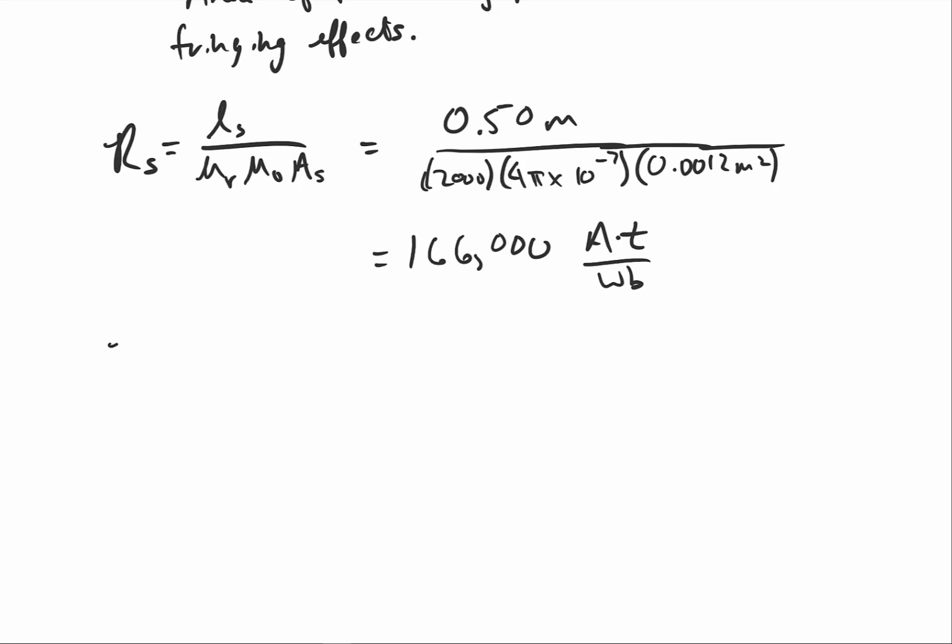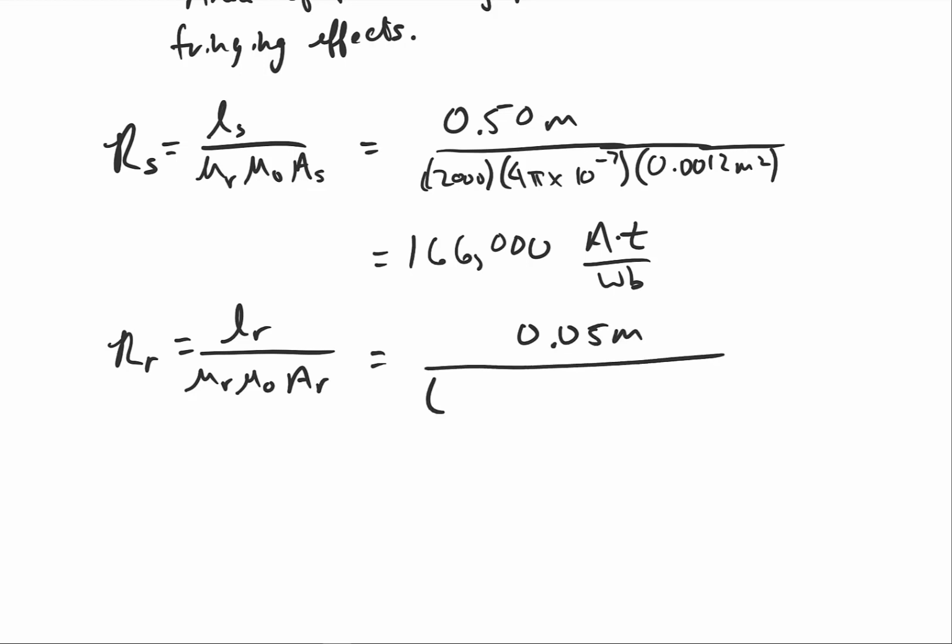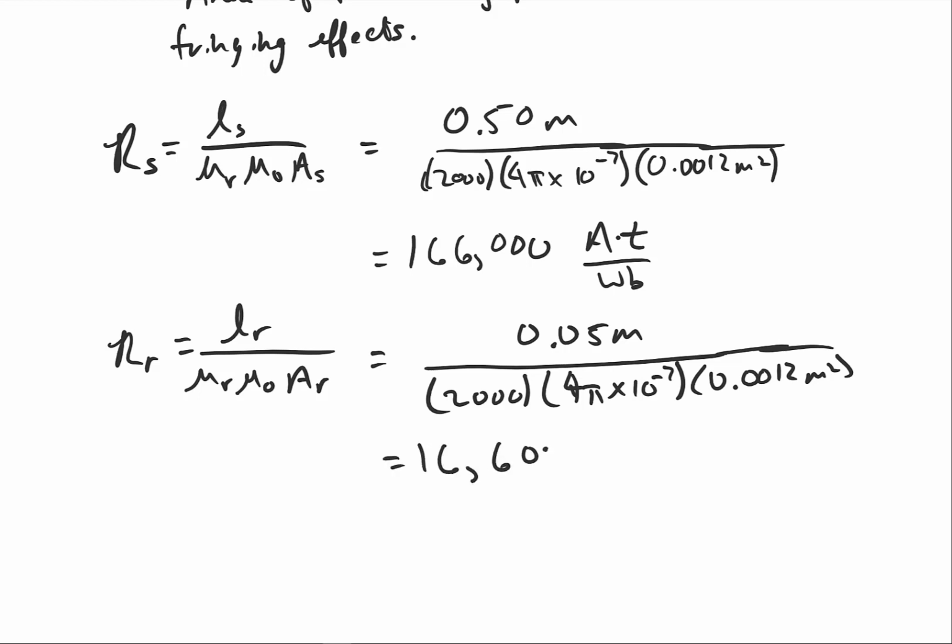Next, we'll do the rotor, that round piece. So that's going to be L sub R over mu R, mu naught, A sub R. So that's going to be 0.05 meters. That's the length of the rotor. We once again have a relative permeability of 2000 times mu naught. And our area, once again, 0.0012 meters squared. And this gives us 16,600 ampere turns per Weber.